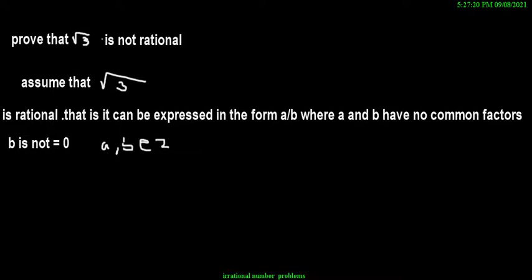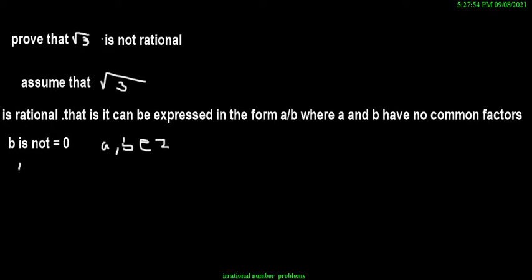It is important that you write this so that whoever will be marking or assessing your answer knows exactly what you're doing. So to prove that, we assume that square root of 3 is rational. That is, it can be expressed in the form a over b where a and b have no common factors, b is not equal to 0, and a and b are members of the integers.